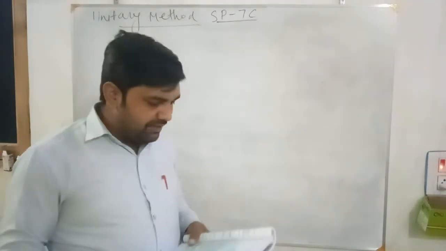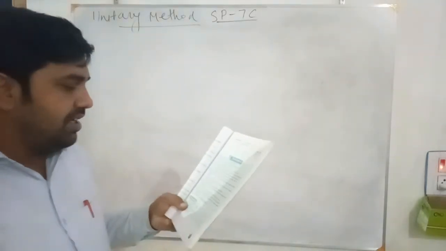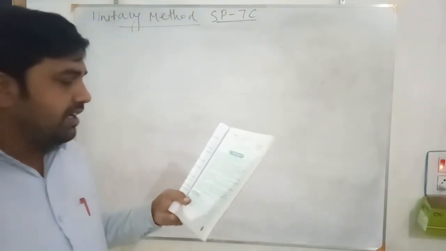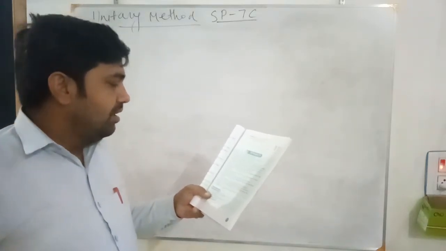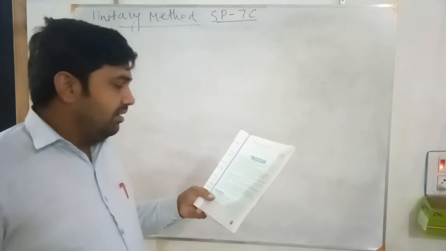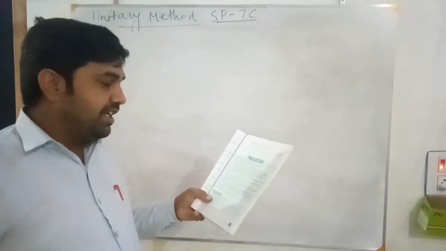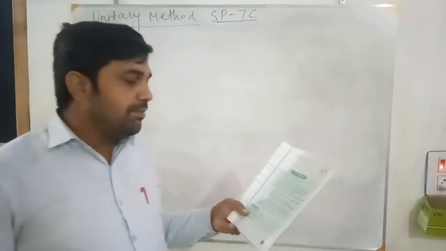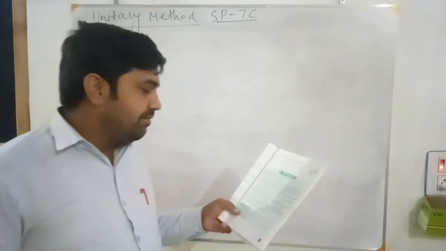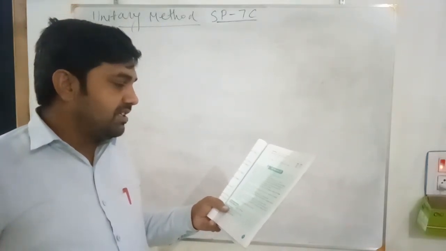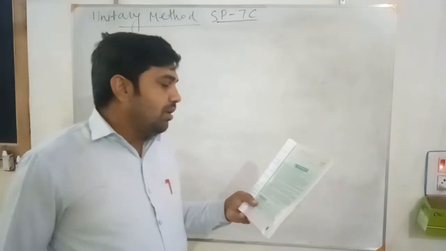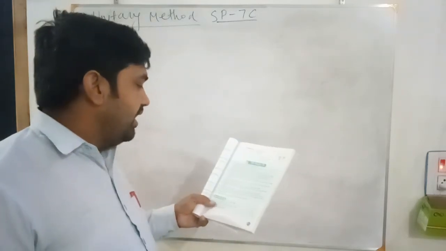Similarly, the sixth one I am leaving as homework. 48 men have ration for 16 days. How long will the food last if a reinforcement of 16 men arrives? Means 16 men more have arrived. So now the number of persons becomes 48 plus 16, that is 64. So how long will it last? That we have to find.